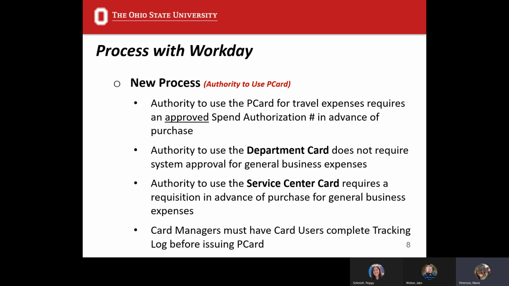Authority to use the department card does not require system approval for general business expenses, but should be for legitimate business purposes, noting current spend restrictions may merit documented approval before use. The authority to use the Service Center card requires a requisition using the requisition type of key card transaction. This should be done in advance of the purchase for general business expenses.